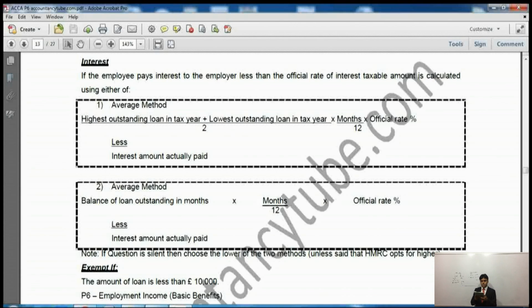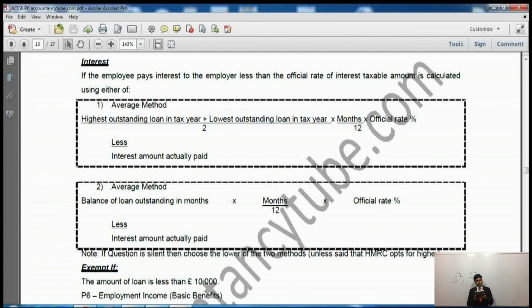Now, how to calculate it? There are two ways. If the employee pays interest to the employer at less than the official rate of interest, the taxable amount is calculated using either of two methods. First one is the average method, and the second one also says average method, but it is not the average method. I'll tell you later, but for now, the first one is the average method. Now, how to calculate the average method?